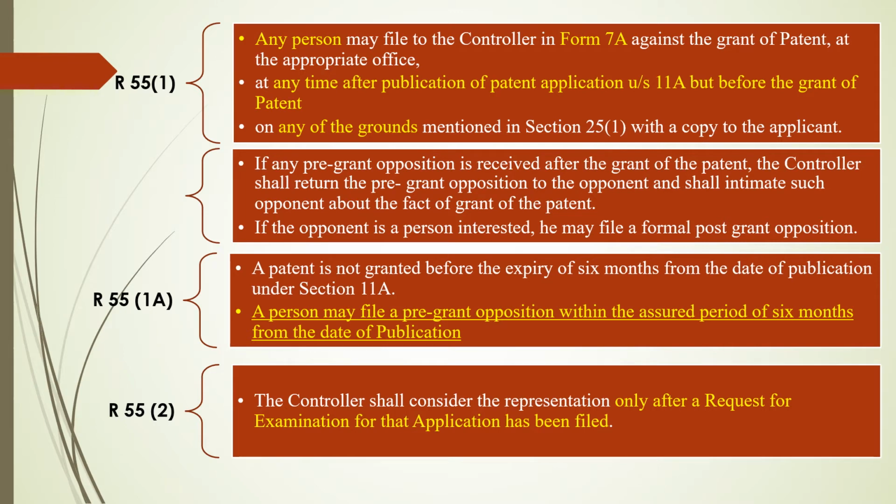Now let's have a look at the relevant rules related to pre-grant opposition. Rule 55: any person may file to the controller in Form 7A against the grant of patent at the appropriate office. That is, pre-grant opposition is to be filed through Form 7A. The time is any time after publication but before grant of the patent. And the grounds are those that have already been discussed, only based on those grounds.